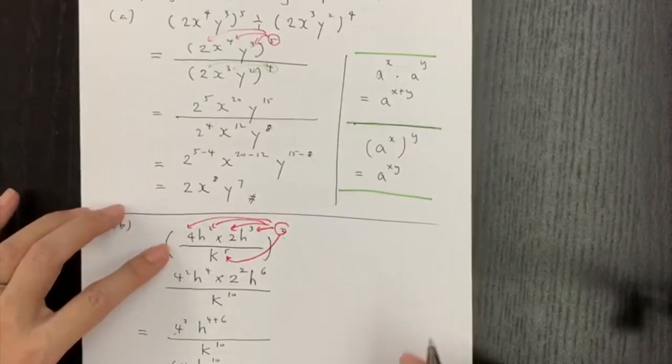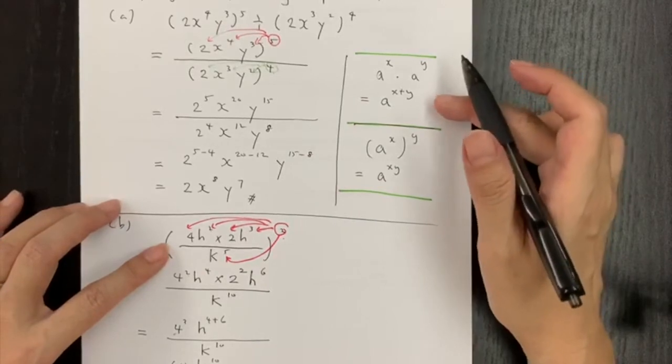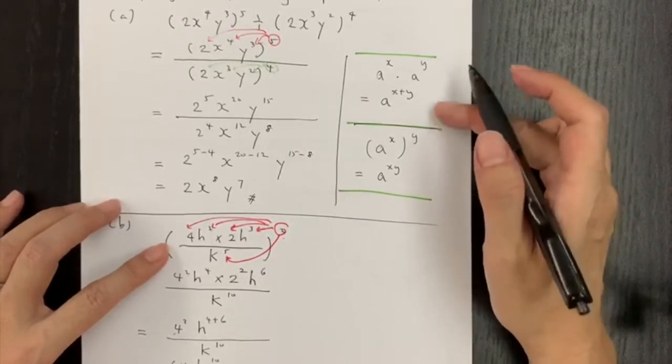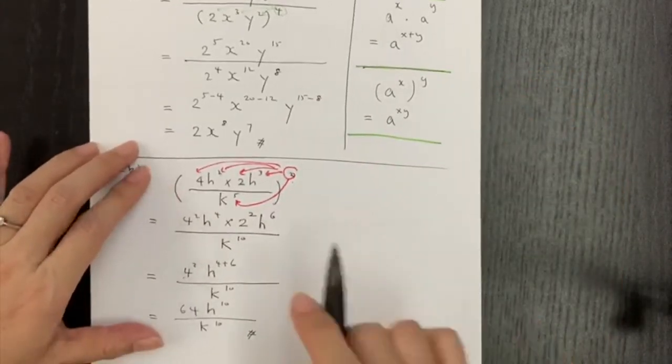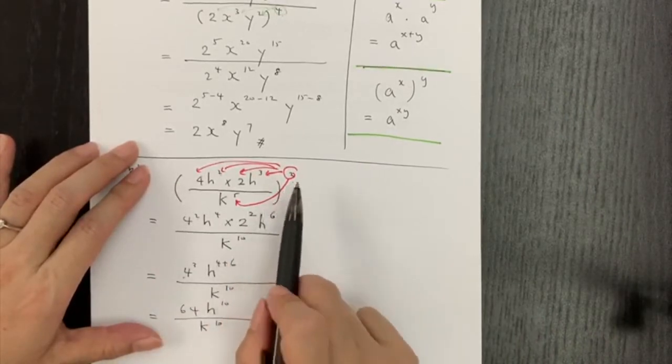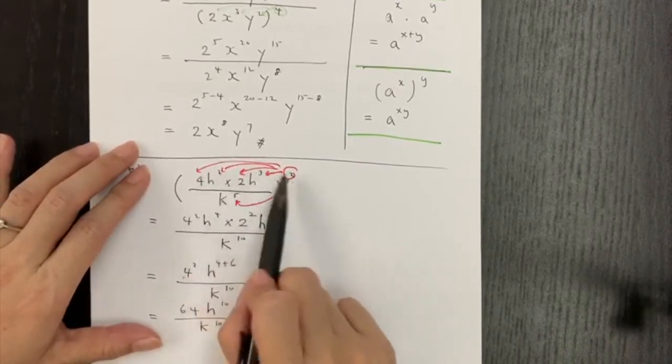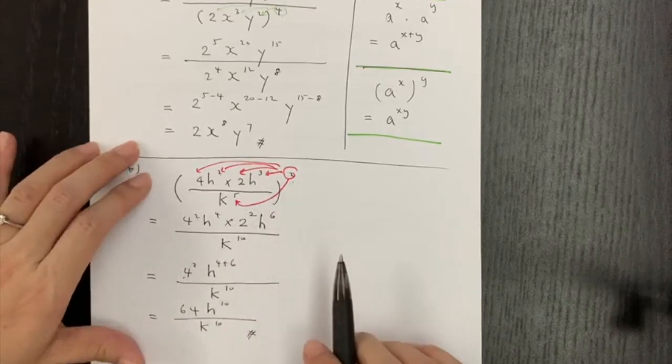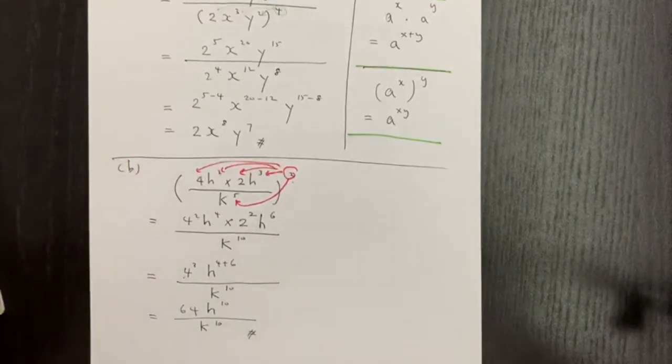And one more time to remind you, don't mix up this law of indexes and that one. Also, if you have a bracket here, don't forget the square, you need to consider all of them, times the power of 2.